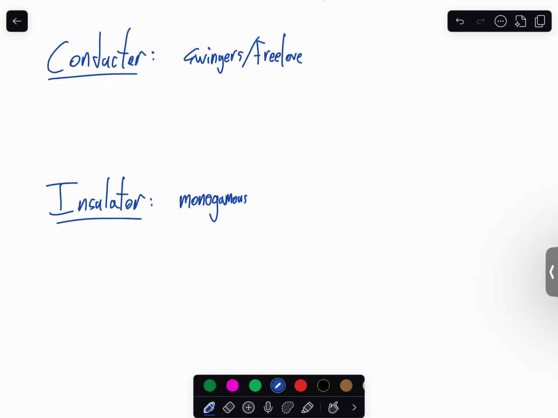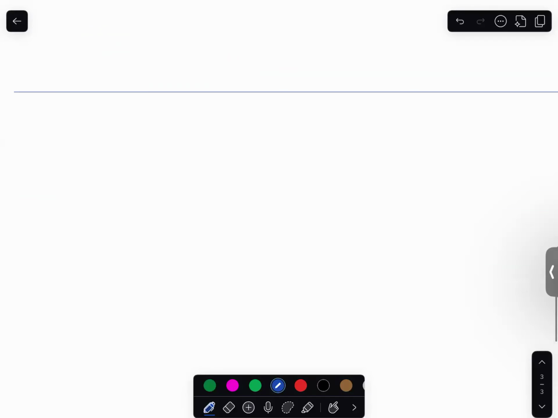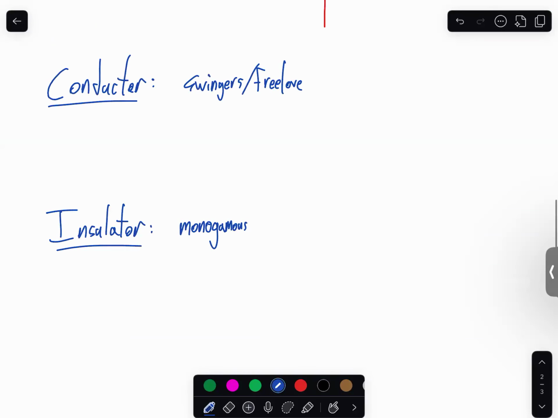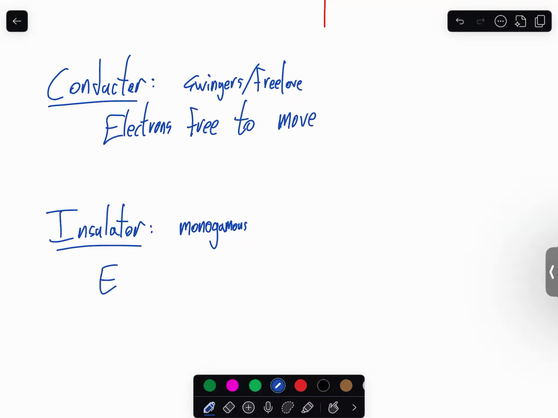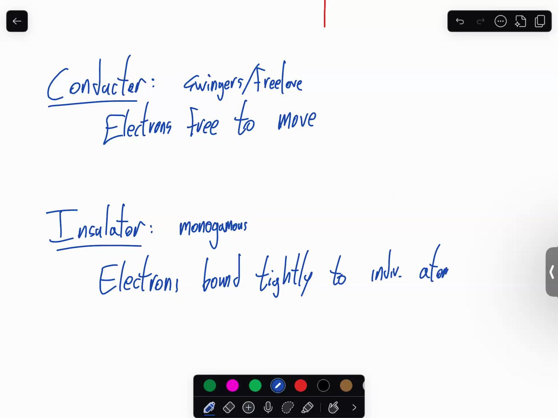So far, so good? You like? We're almost done. We're really almost done. I should actually write more than just this. Electrons free to move. Electrons bound tightly to individual atoms, and complete sentence from atom to atom.